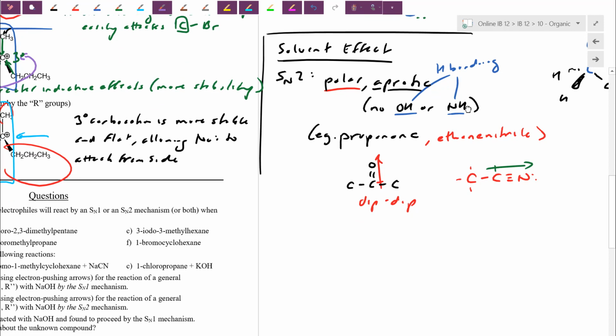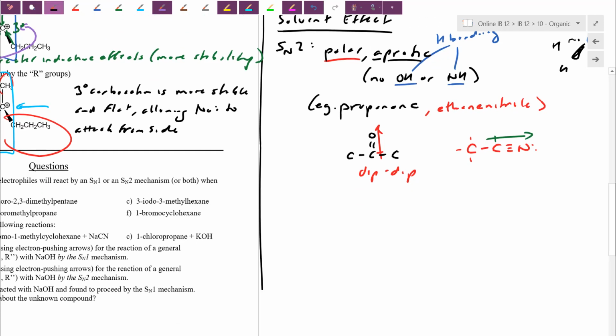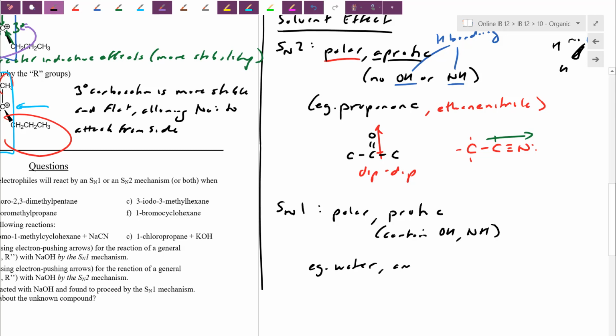I'm going to give you the Sn1 as well, and then tell you why this is the case. For an Sn1, we also want polar, so that's in common for both, but the difference is we actually want a protic solvent. Usually a lot easier. These ones can contain OHs, can be water, can be ammonia, no problem. NH bonds, no problem. The examples could be just plain old water, or it can be ammonia.